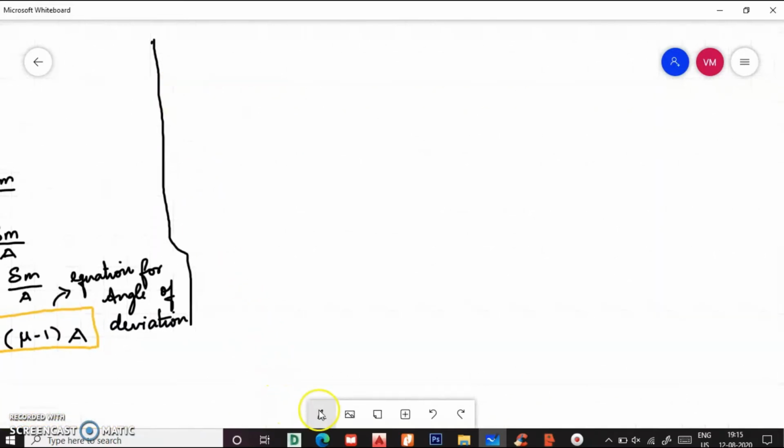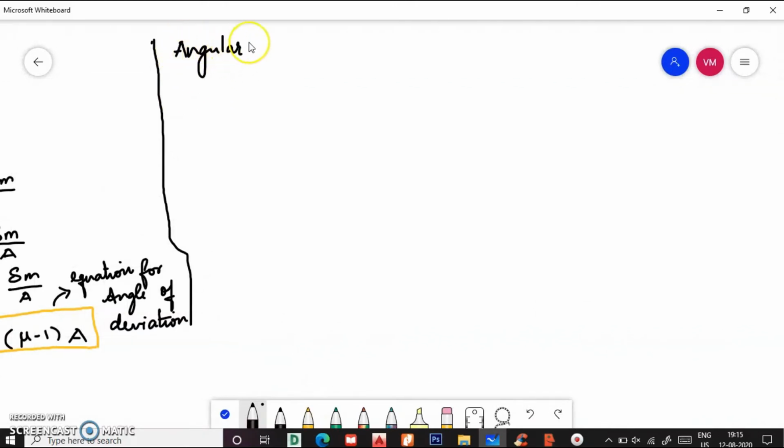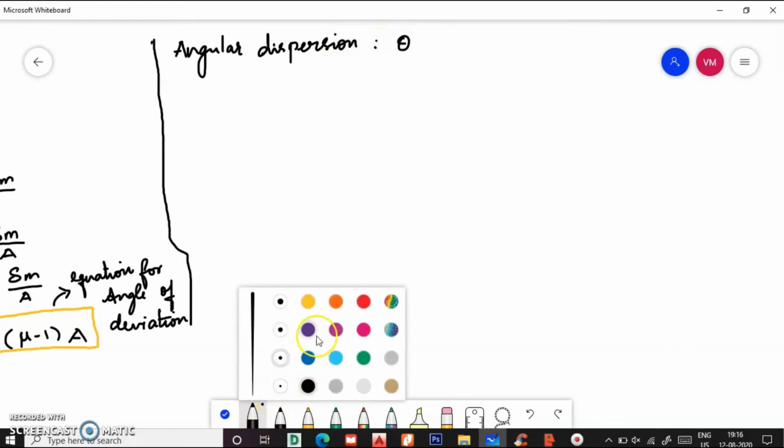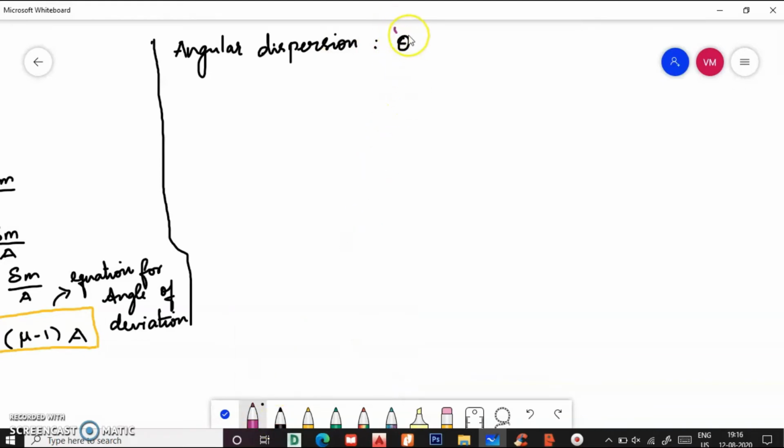So this angular dispersion is given the symbol theta. And the definition of angular dispersion is also very simple. It is the difference between the deviation produced by extreme rays. So to define, let me draw a prism, then the incident ray and the refracted rays of different colors.